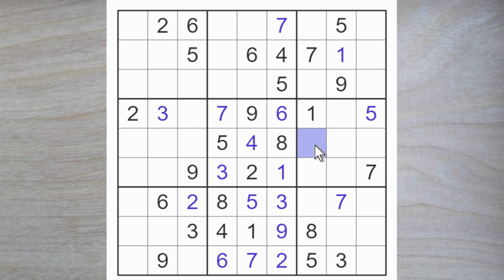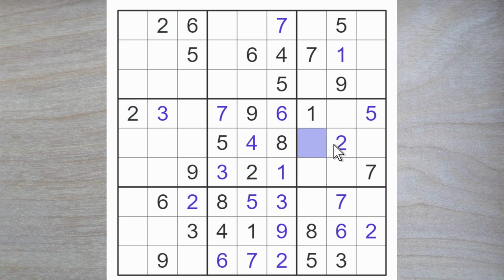So now we got 3 and 9 in these 2 squares. We got 3 here and 9 here, 3 here and 9 here, 3 here and 9 here. So these 2 squares have got to be a 3 and a 9. And that means that this 2 here must go here. And remember how we said these are 2s and 6s? This 2 now makes this a 6 and this a 2.